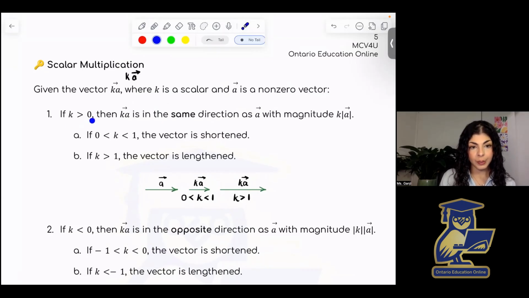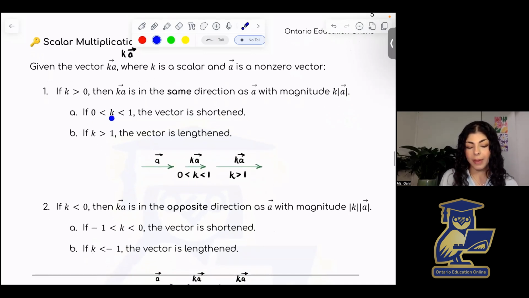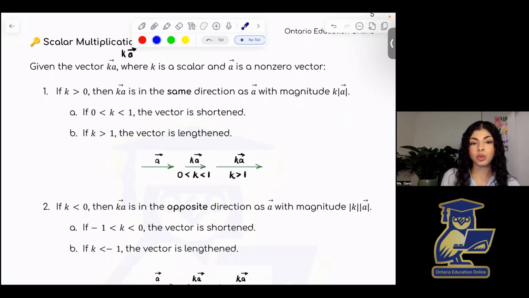If k is greater than 0, then k times a is in the same direction as a, and it has a magnitude. And again, k doesn't go in the magnitude part because it's a scalar, but it's k times the magnitude of a. So if we have k between 0 and 1, going in the same direction, then the vector is shortened, because you're saying whatever direction you were going in, just take a portion of that, which is between 0 and 1. So think of your fractions. But if k is greater than 1, then the vector is lengthened. So starting with a here, we can see in this case it's shortened, and in this case it is lengthened.